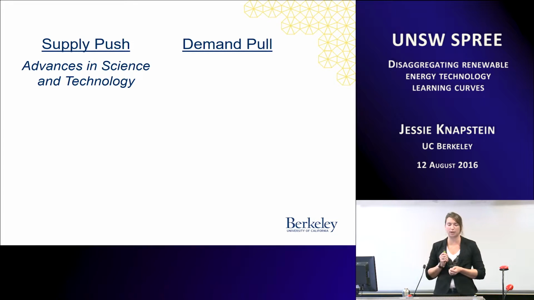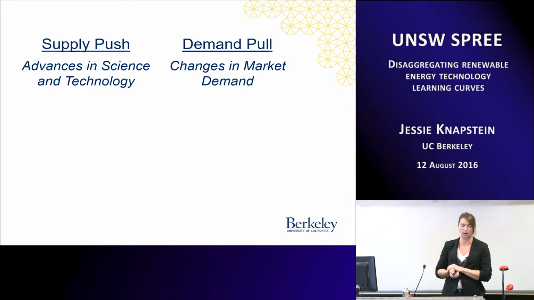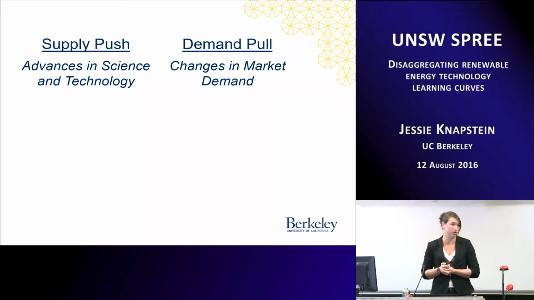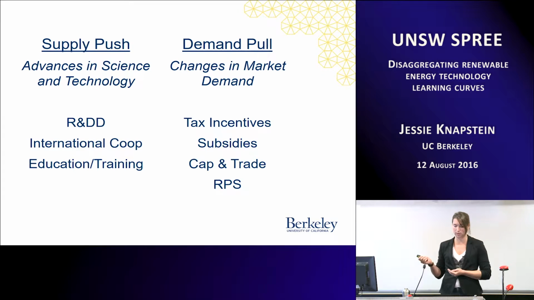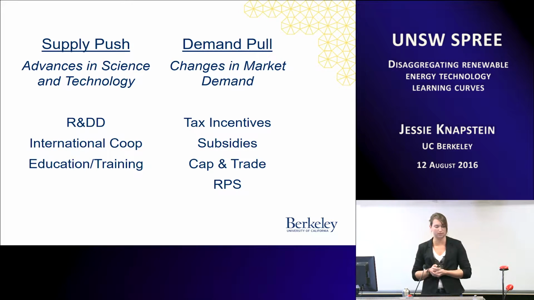So there's two different kinds of policies to institute those different measures. There's supply push, which advances science and technology, and there's demand pull, which changes market demand, essentially pulling those technologies into the market. Policies that fall into supply push are mostly R&D, international cooperation, and education and training, and for the demand pull side, tax incentives, subsidies, cap and trade, and RPS.